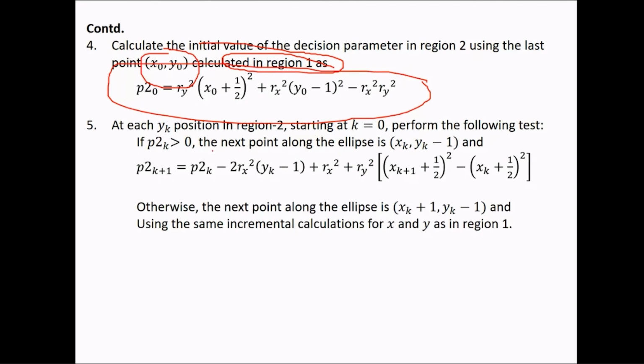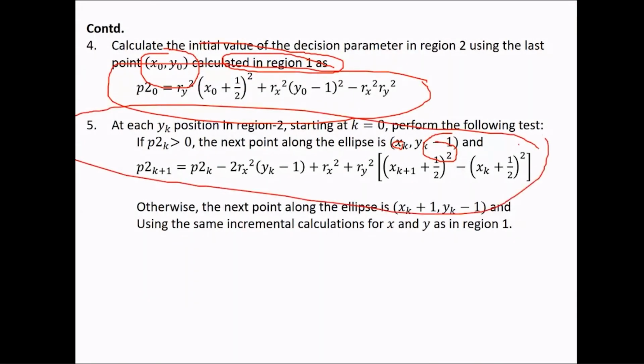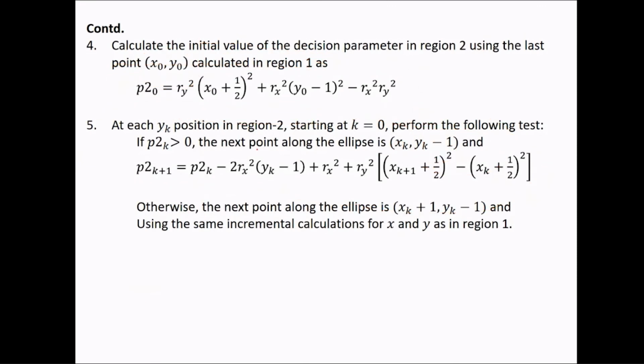At each and every stage, one thing is sure: you have to decrement the y value. The x value either remains the same or can be incremented at a particular stage based on the values you are getting. Similarly, in region 1 you increment the x value at each and every stage, and in region 2 you have to decrement the y value at each and every stage. So keep this in mind.